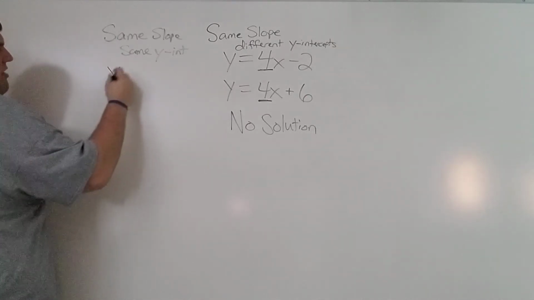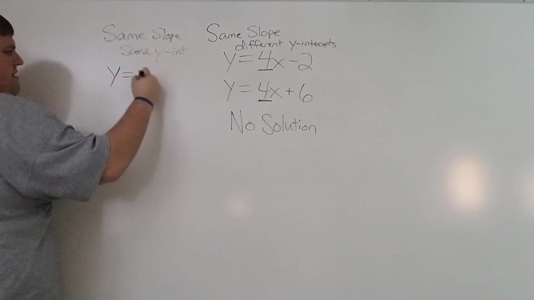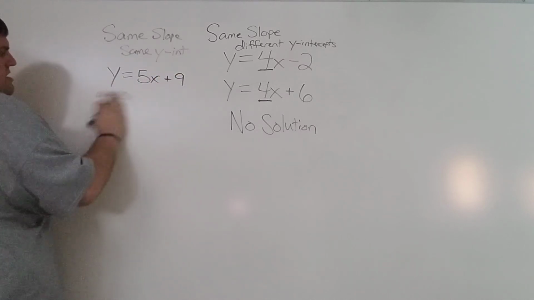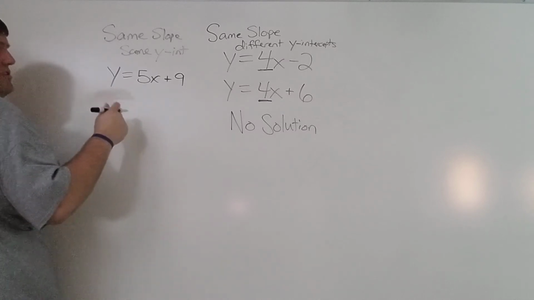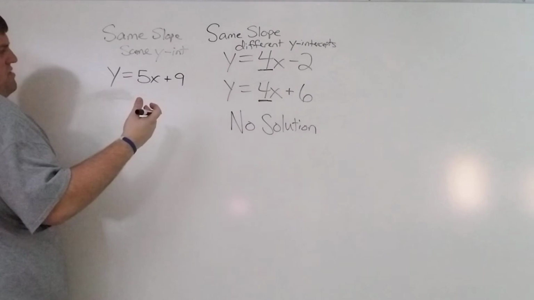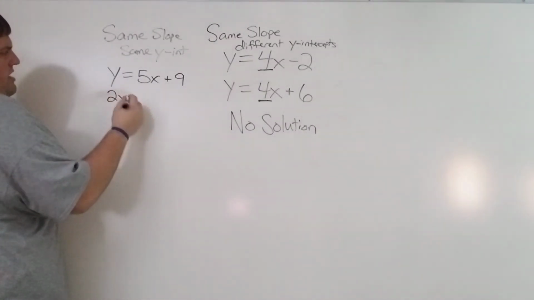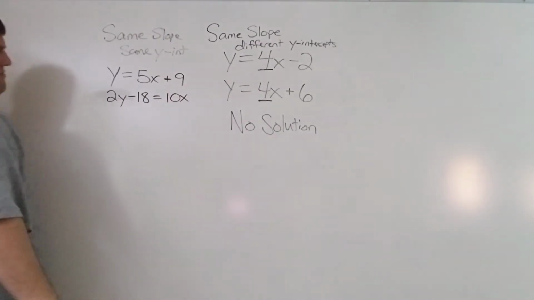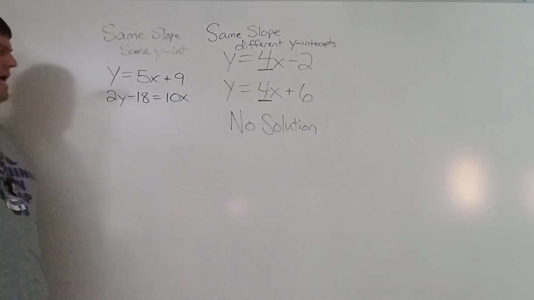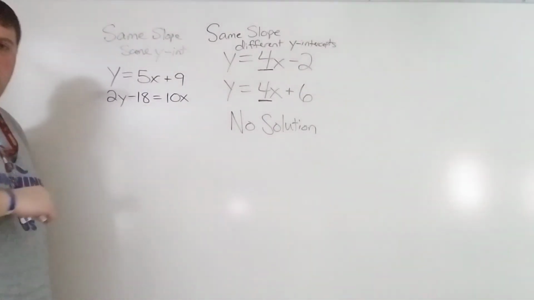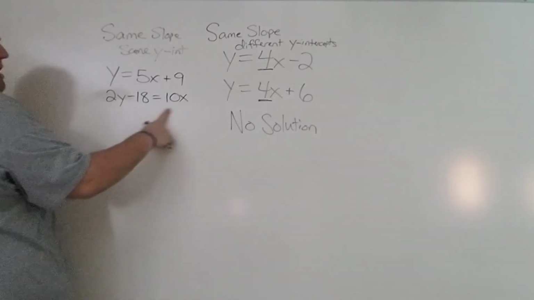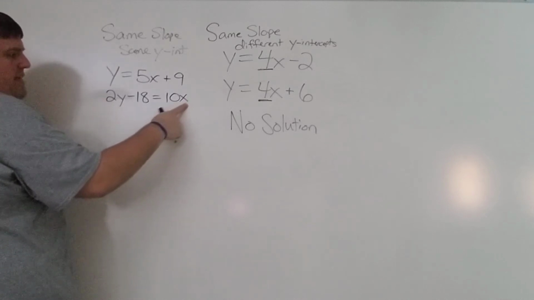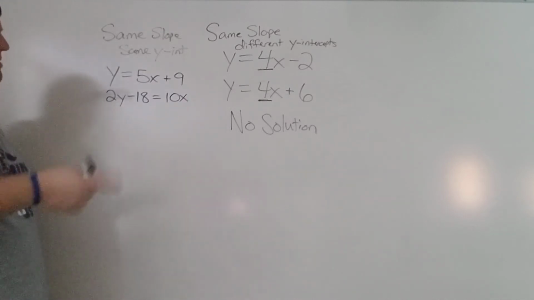So let's say we have, y equals 5x plus 9. And, I forgot I was going to show you that. So let's do 2y minus 18 equals 10x. All right, now notice, I know the slope and the y-intercept in this top one, but I do not know the slope or the y-intercept in this bottom one because it's not in slope-intercept form, right? So what I need to do first is to rewrite this bottom equation in the slope-intercept form.